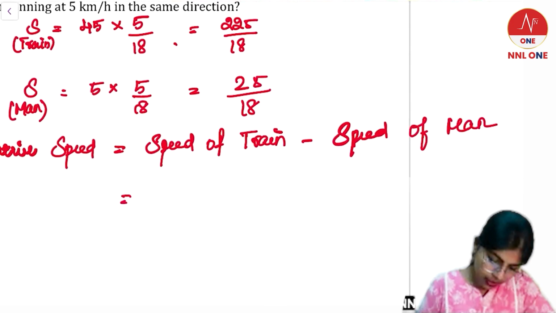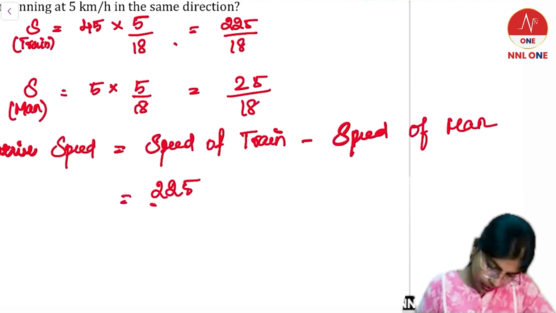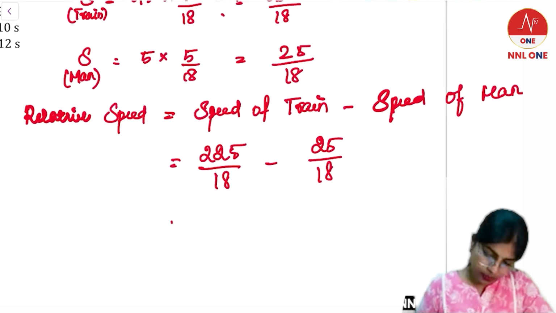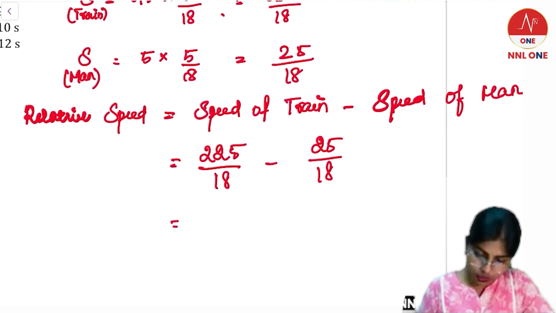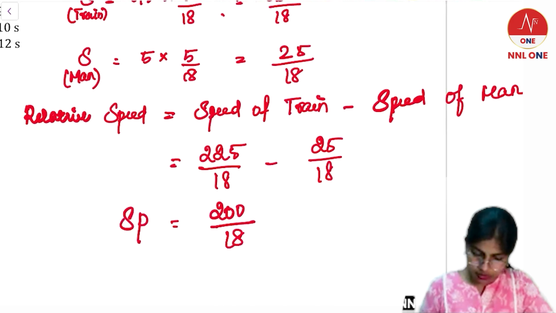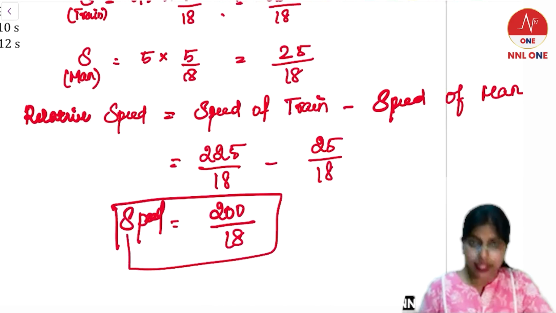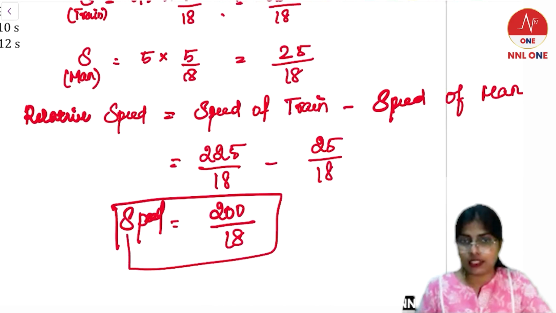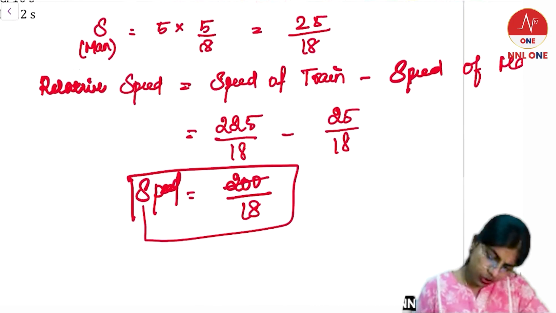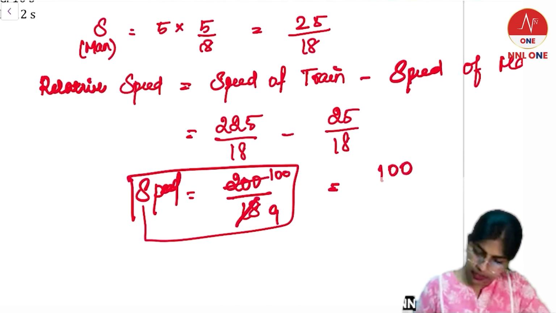What is the speed of the train? It is 225 by 18. What is the speed of the man? It is 25 by 18. The denominators are the same, so we can simplify. 225 minus 25 is 200 by 18. Keep it as it is. The speed is 200 by 18. Check whether you can cancel it into a simpler form. I think we can cancel it by 2. 2 into 9. So 100 by 9.